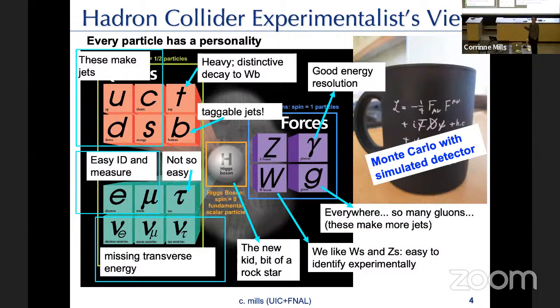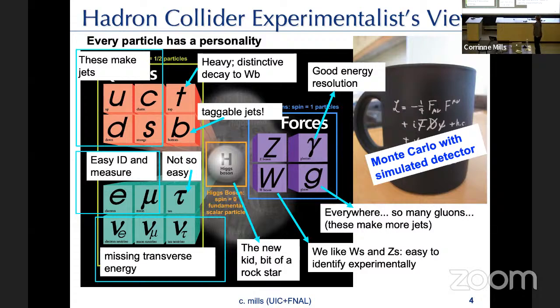Bottom quarks make taggable jets, and jets are sprays of particles in the detector as a consequence of the strong interaction. Electrons and muons are very clearly identifiable in the detector because they don't interact strongly. Taus, not so easy, heavy enough to decay. Neutrinos, a whole topic of a whole subfield of experimental physics, are just missing transverse energy.